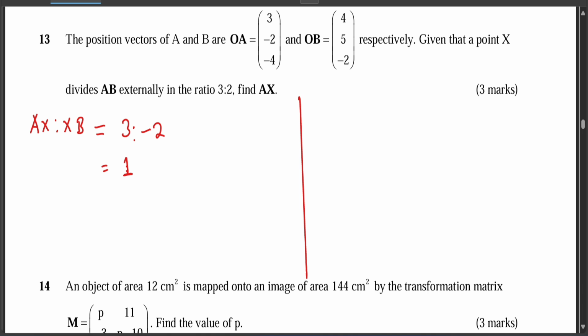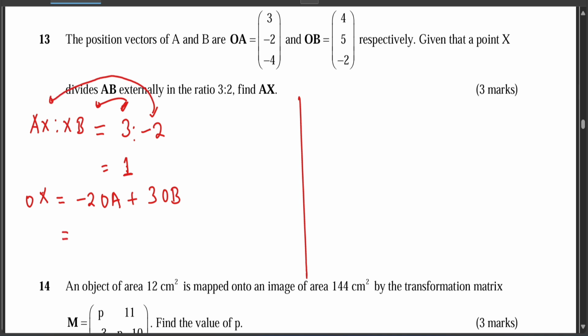So now what you need to do for you to get X, or your OX, you usually take this negative 2 multiplied to your OA, then plus 3 multiplied to your OB. Basically they're just exchanging or interchanging. So here 3 you're multiplying to B, and the negative 2 you're multiplying to A.